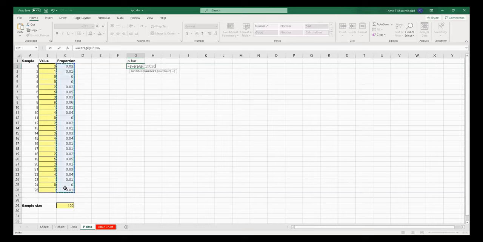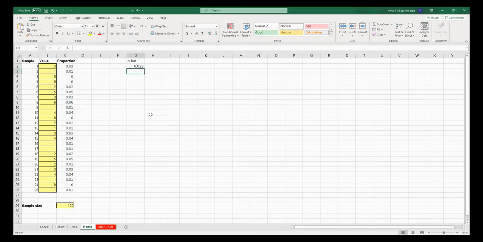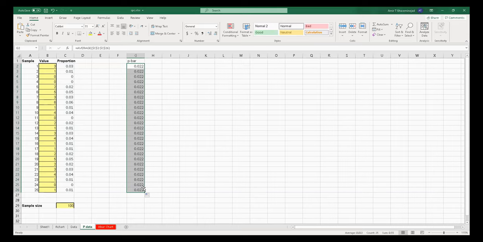This is the average of all of the proportions. Of course, we need to add the dollar signs. Average of all of the proportions. That is the center line. Are you with me? Yeah, just keep the formula, please.